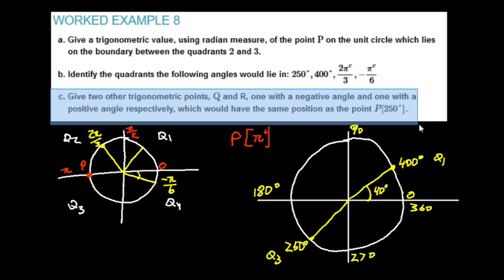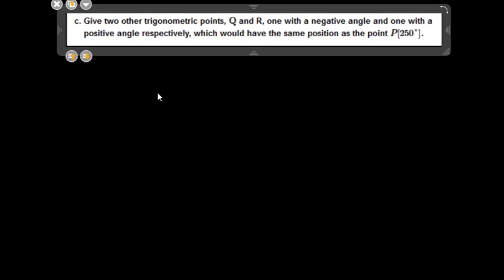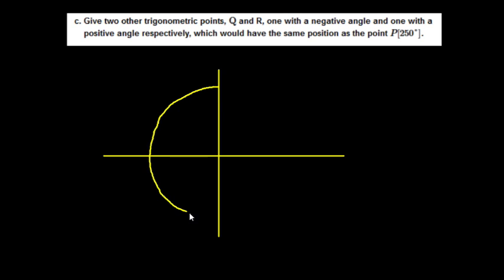I'm just going to make a new page for the last bit. Give two trig points Q and R, one with a negative value and one with a positive value. So if I draw the circle, it has to have the same position as P, 250. So again, remember over here would be our 250. I'm starting at 0, so that would be up to 250.